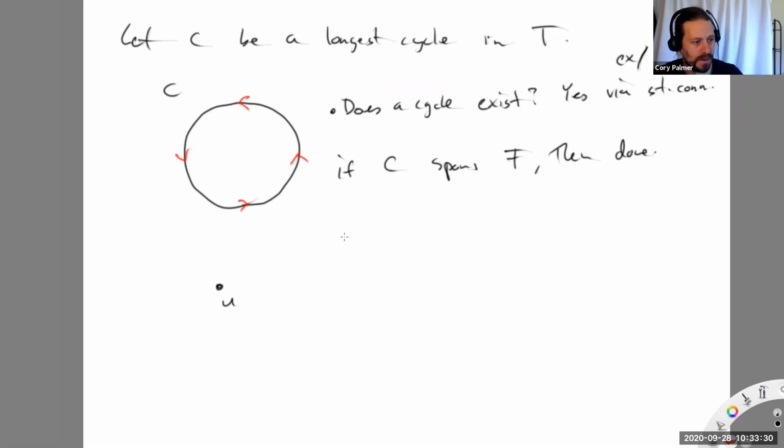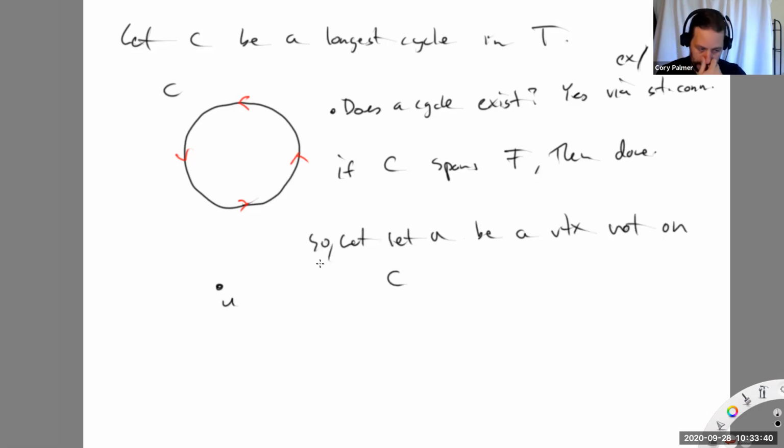So let U be a vertex not on C. Now let's look at the edges from U to C real quick, the arcs. So this is a tournament, so for every vertex on here and U, there is an arc in one direction or the other. Now, let's suppose for a second, U pointed to some vertex like that, and a later vertex pointed to U. Say we had this picture here.